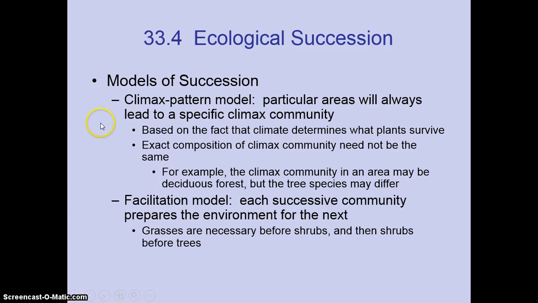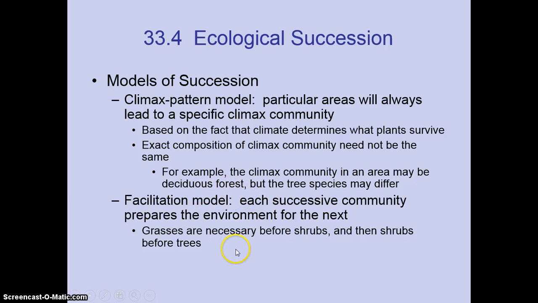There are models of succession. One is called the climax pattern model. Particular areas will always lead to a specific climax community, and this is based on the fact that climate determines what plants survive. The exact composition of climax communities need not be the same. For example, the climax community in an area may be a deciduous forest, but the tree species may differ, so we may not have all the same trees in each deciduous forest.